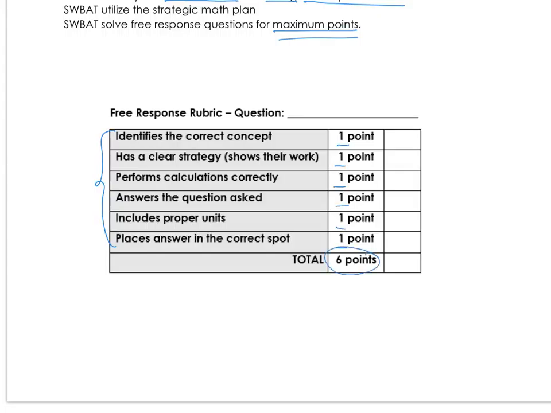So a grader would be looking for a student to use the correct concept, have a really clear strategy in their work, perform calculations correctly, answer the question that was asked, use proper units, and place your answer in the correct spot. If all of those things are done, boom, you earn your full 6 points. I know we hate losing points for missing certain things, so let's actually look at a problem and see how many points this problem would earn.